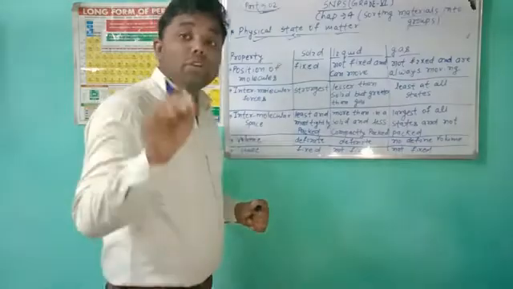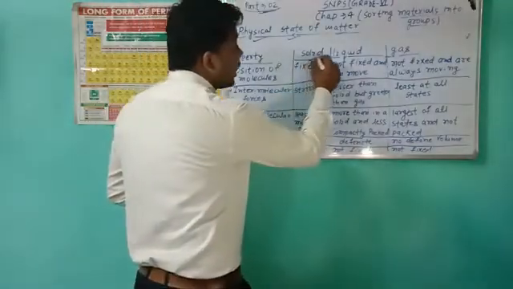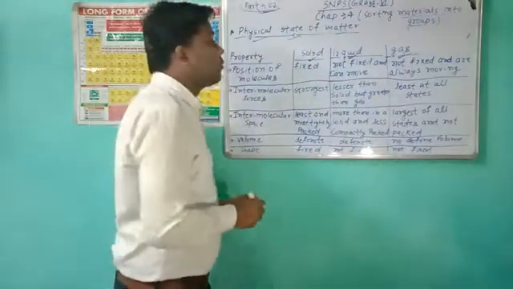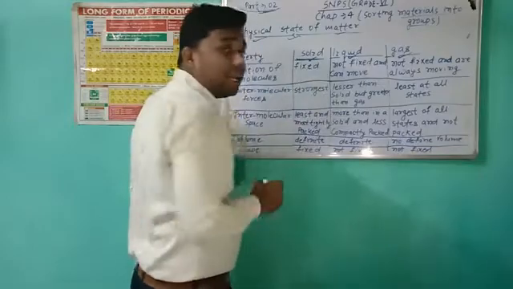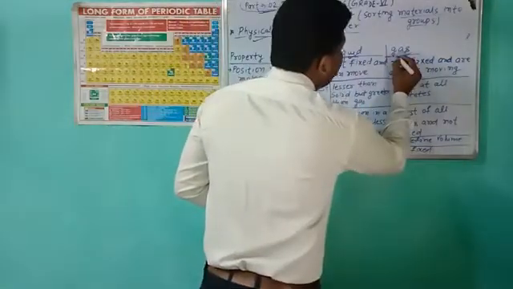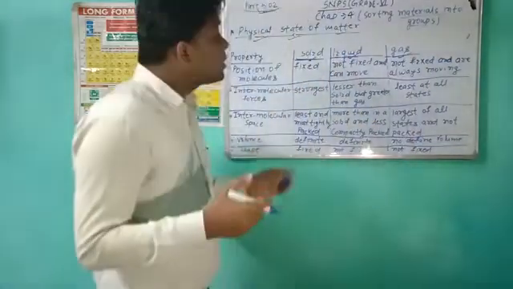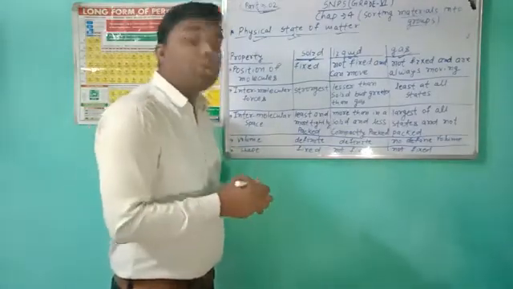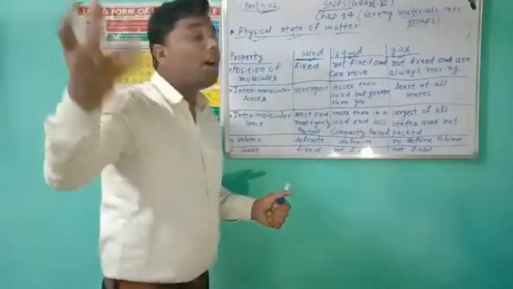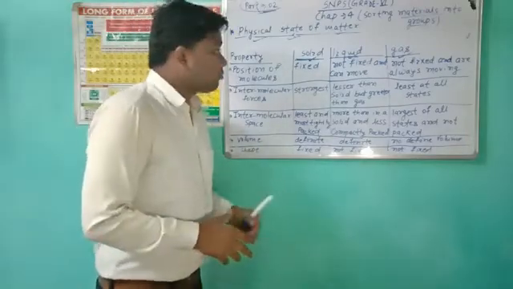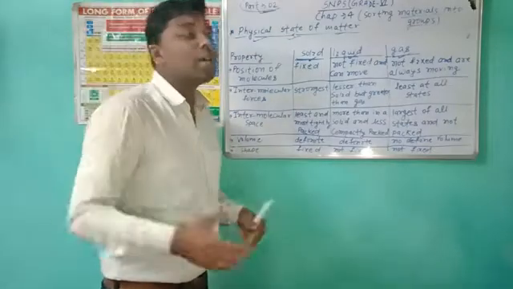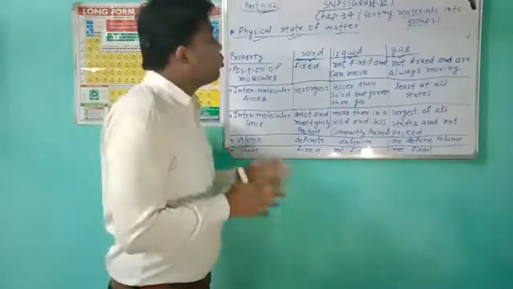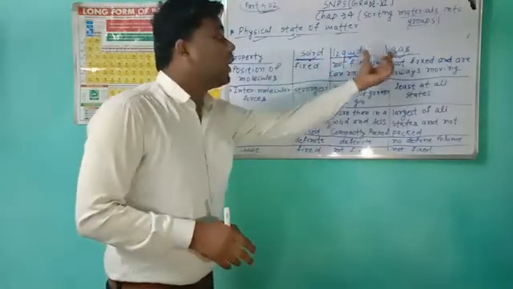In your class, there are three types of states of matter. The first is solid, the second is liquid, and the third is gas. These are the general states of matter, but two more states you will study in your upcoming classes, the plasma state and the Bose-Einstein condensate state. In this class you will study solids, liquids and gases.